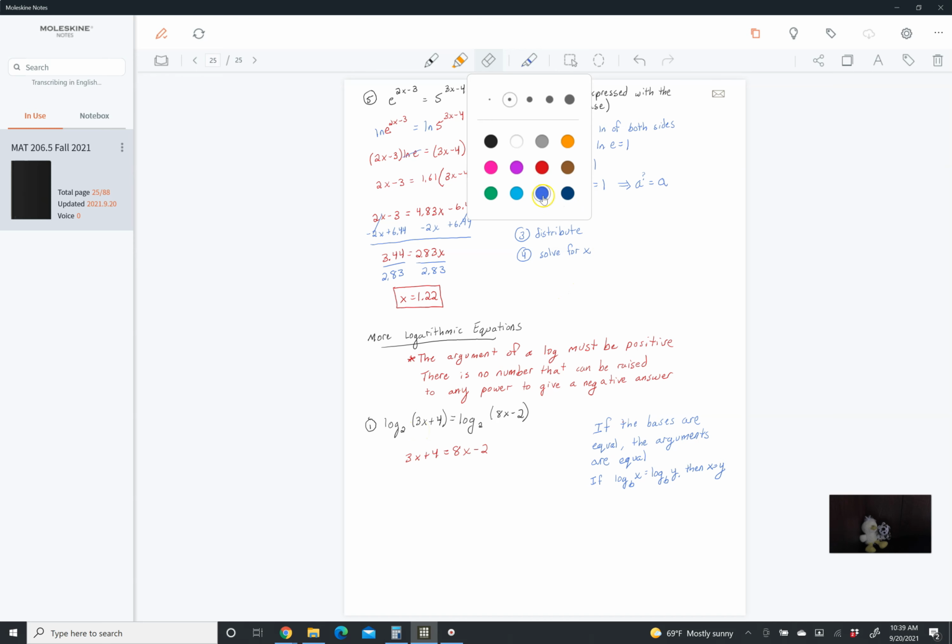So if we go through and solve this, we can subtract 3x from both sides and add 2 to both sides. That's going to give us 6 is equal to 5x. And then we can divide both sides by 5. So x equals 6 over 5. Okay, but we're not done. We have to check for extraneous solutions, okay?